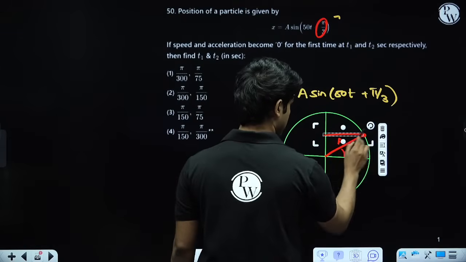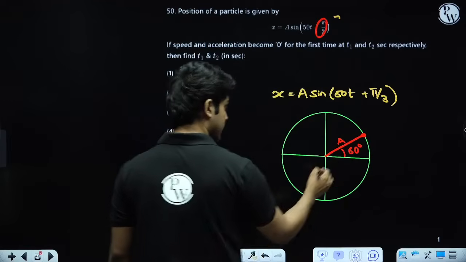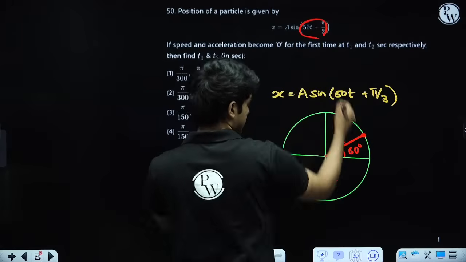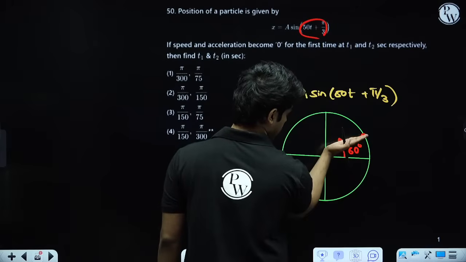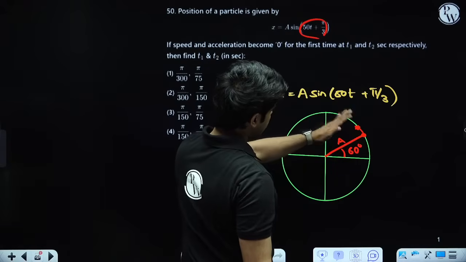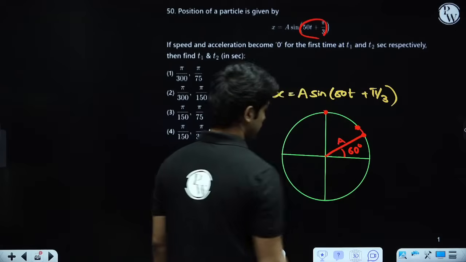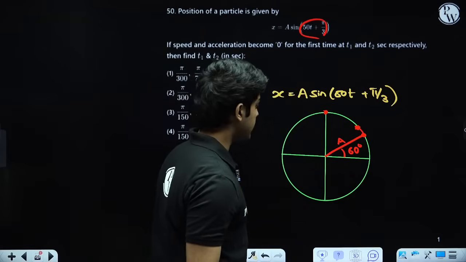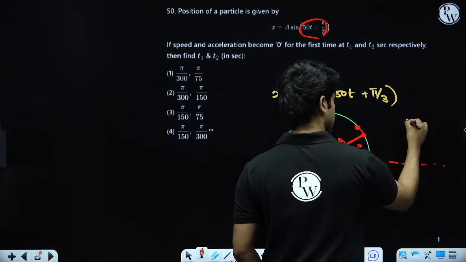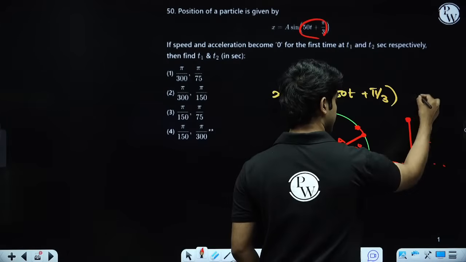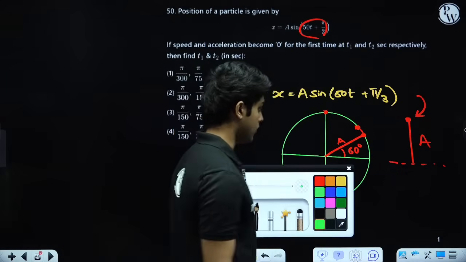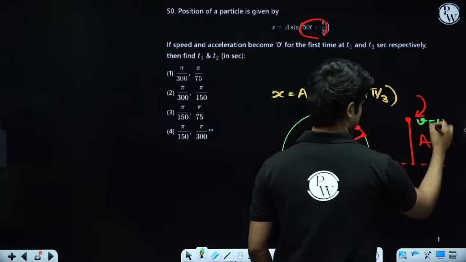So the thing is, once t starts increasing, the angle starts increasing, which means the particle will start moving counterclockwise. When the particle reaches the top, at this position in SHM, it is the extreme position. So this is the mean position, this is the extreme position, and at the extreme position, the particle's speed is 0. So at the extreme position, the speed of the particle is 0.